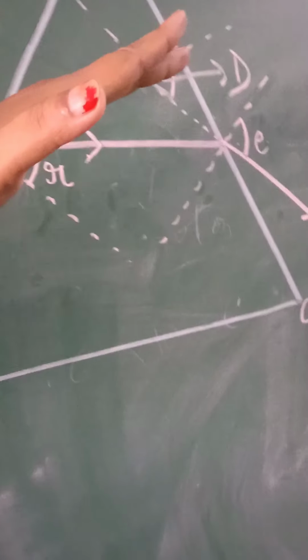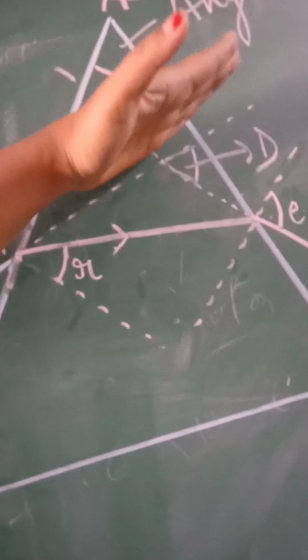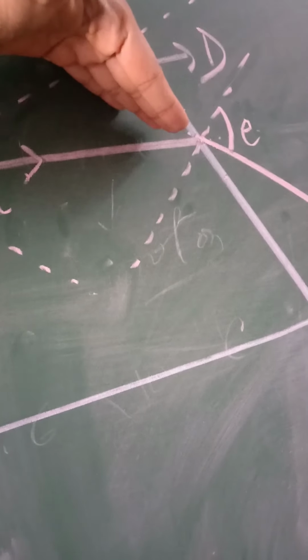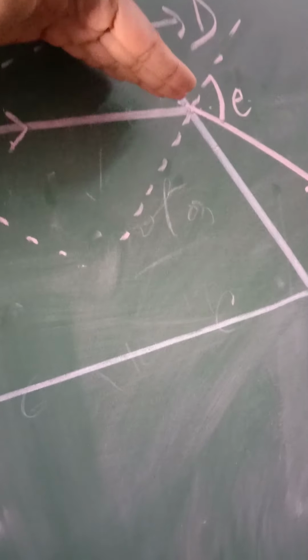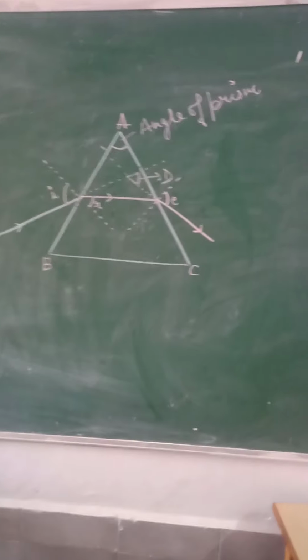Actually, this ray would go like this, but it bends through this angle. If you see, this is the direction of the ray, but it bends like this. This is the bending angle and it moves like this. So this is the angle of deviation, and this entire diagram is for the action of light through a prism.